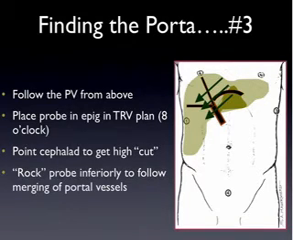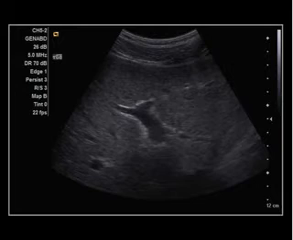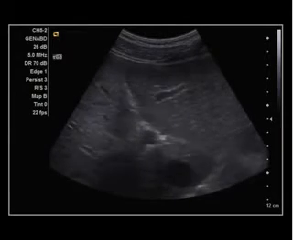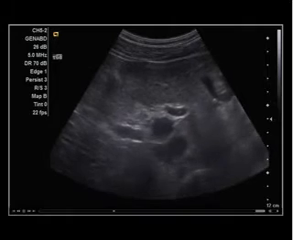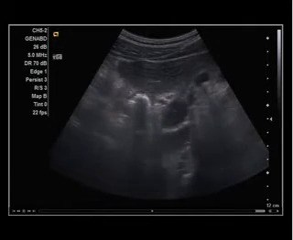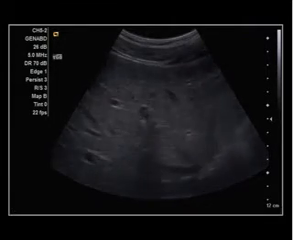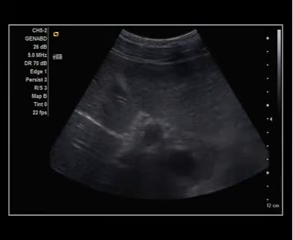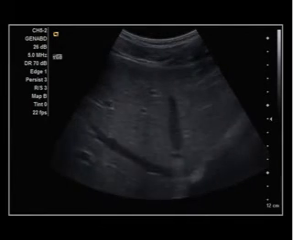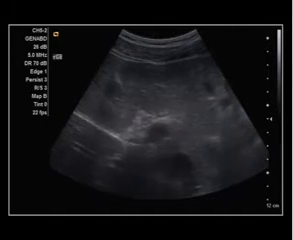Third approach, we can follow the portal vein from above, so going from distal to proximal. So in this case, place the probe in the mid-epigastrium, so it's the transverse plane. Point all the way up towards the patient's head, get a high cut, and then rock the probe inferiorly to follow the merging of the portal vessels. So we're pointing all the way up, and then we're following it all the way down until we see the portal vein right here. And then we can find the Mickey Mouse sign. Pointing all the way up to the head, and then pointing back down, looking for that transverse of the patient's portal vein.